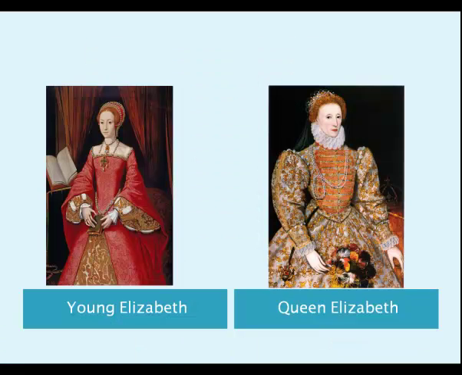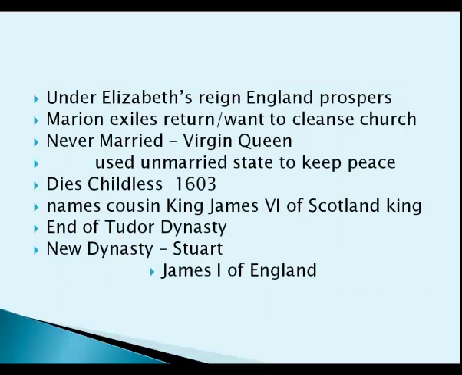So these are 2 just separate portraits of Elizabeth. Elizabeth was the Protestant child, and she was not an attractive older woman, but she was going to decide to be the Virgin Queen and not get married because she knew once she got married, all attention and power would go to her husband. Under her reign, England begins to prosper, and the Marian exiles return. And what they do when they come back, they want to purify the church and became known as Puritans.